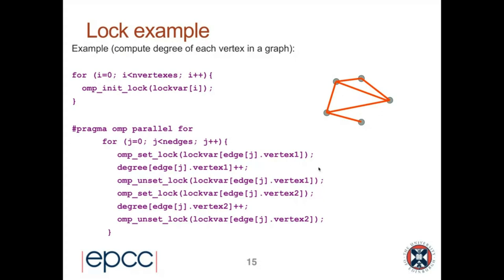Okay, so what I need to do is declare an array of locks, which is exactly the same size as the number of vertices. So I'm going to logically, in my program, associate one lock variable with every vertex. So I need to initialize those things. The first loop here just does the initialization. It calls OMP init lock for every element of that lock array.